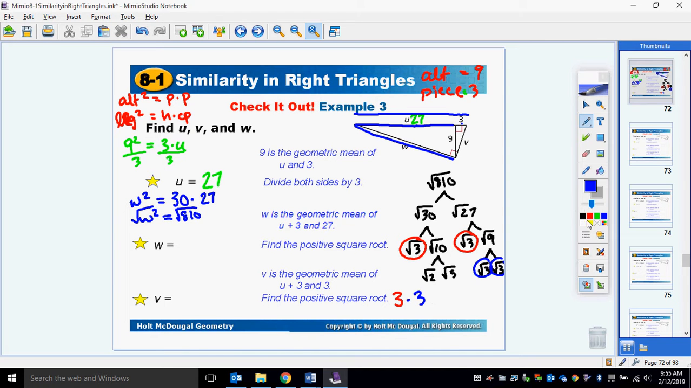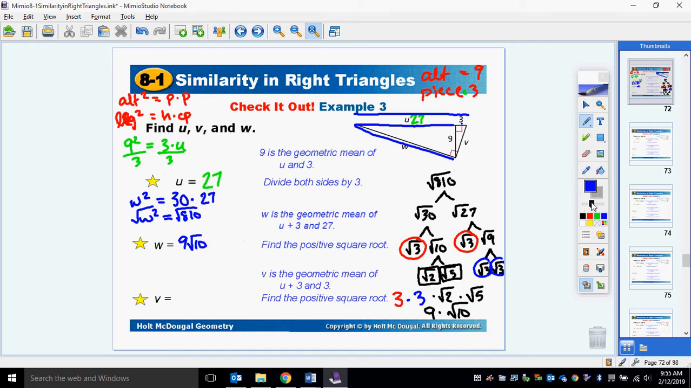And then notice I still have a square root of 2 and a square root of 5 at the bottom of my branch. Whatever's in a house I can multiply. So 2 and 5 give me 10. Whatever's not in a house I can multiply that and give me 9. So then my final answer for W would be 9 square roots of 10.